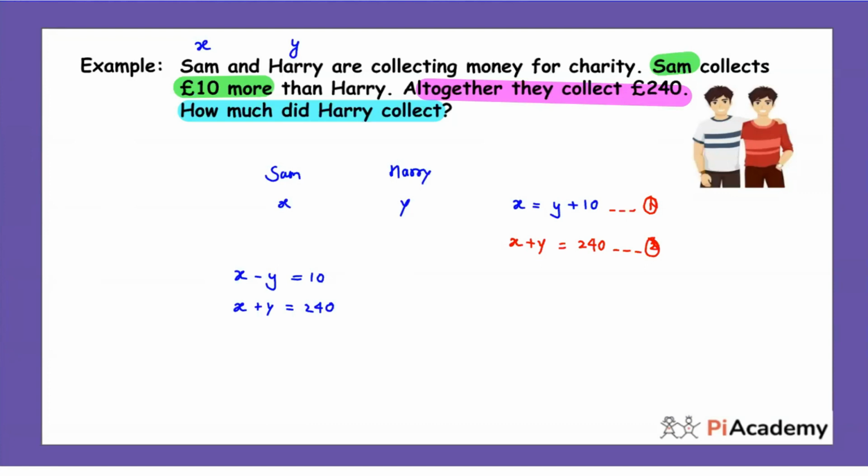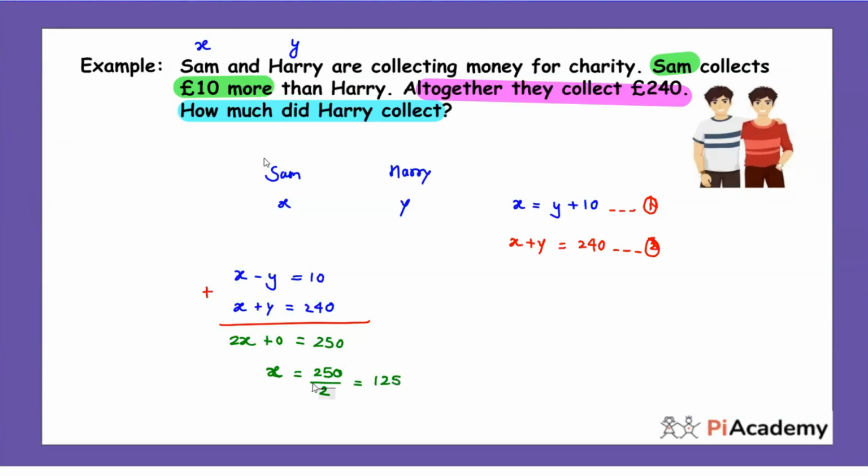So how can we remove one of the variables? Either I can add or I can subtract. I'm adding, because adding is easy. So let's add them. X plus X is how much? It is 2X. And minus Y plus Y is going to be 0. And on the right hand side, you have 10 plus 240, which is clearly 250. Now, logically, X must be 250 divided by 2, and if you solve this, it is 125.